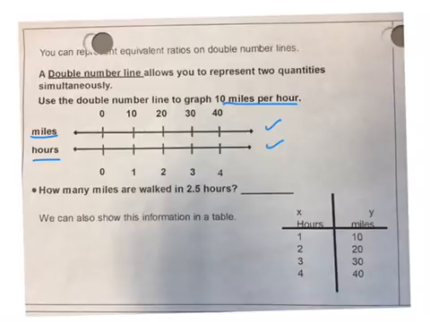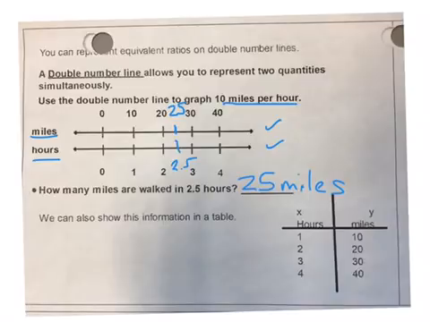So if I look here, I look at the bottom number line, and I'm going to look at 2 1/2. So 2 5/10. Let me redo that. That's 2 1/2, or 2 5/10. So halfway between 20 and 30 is going to be 25. So it's going to be 25 miles are walked in 2 1/2 hours.